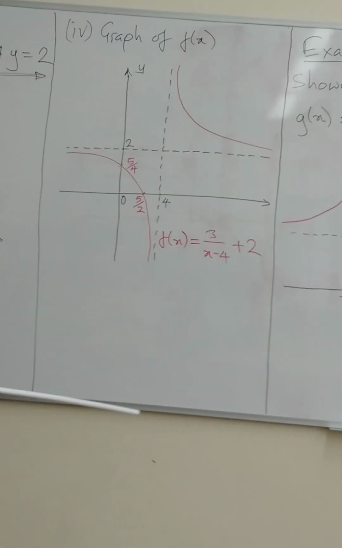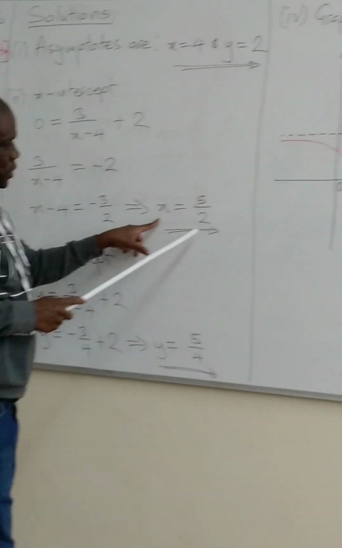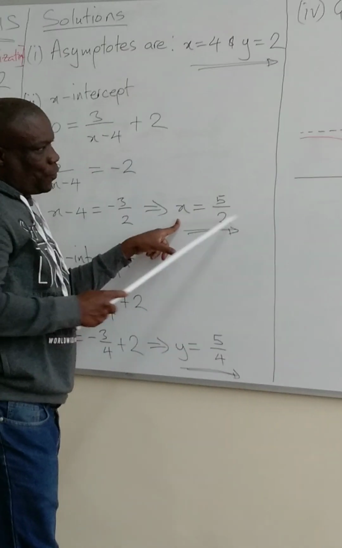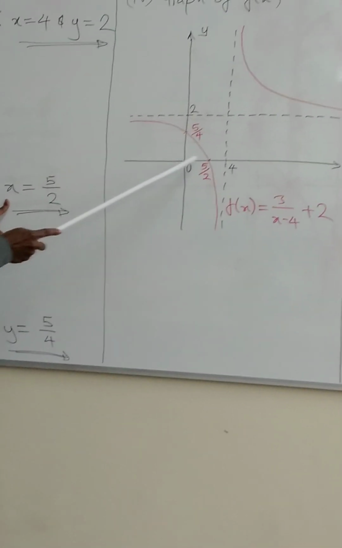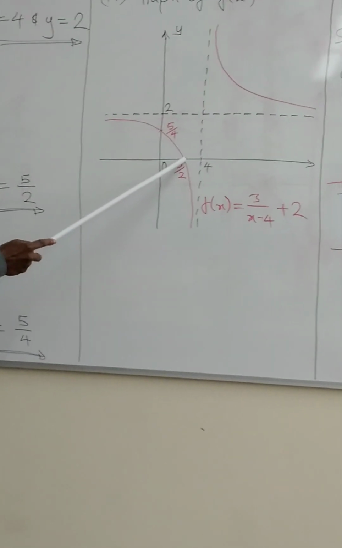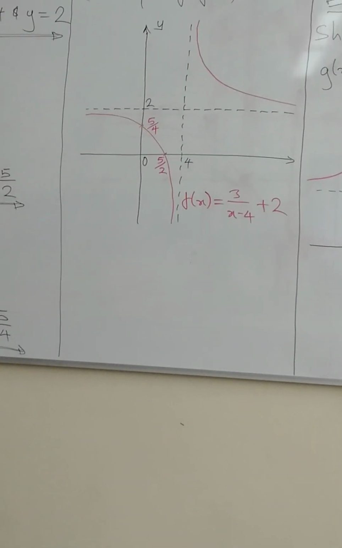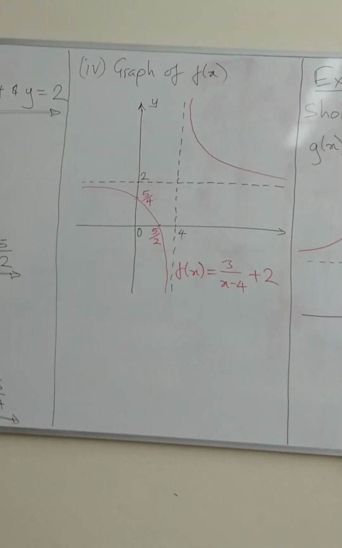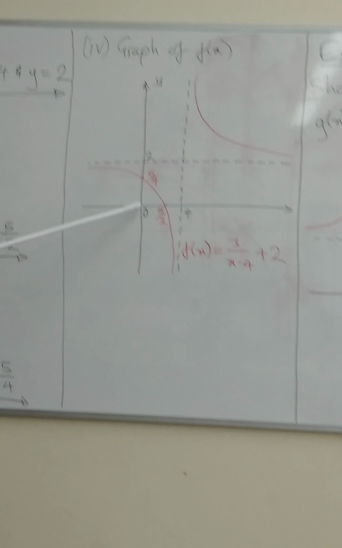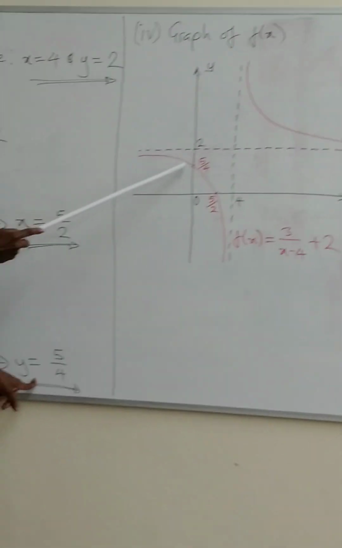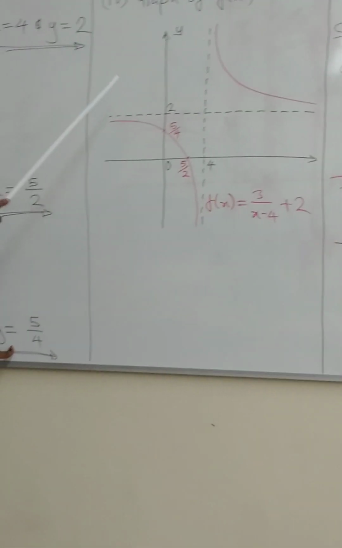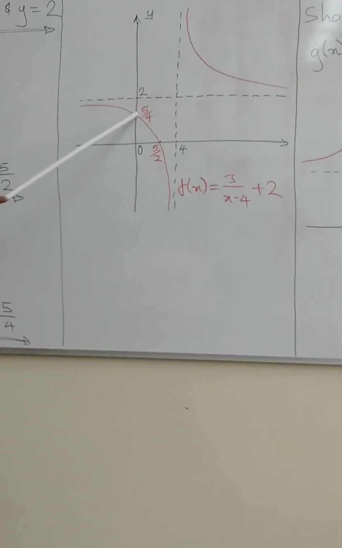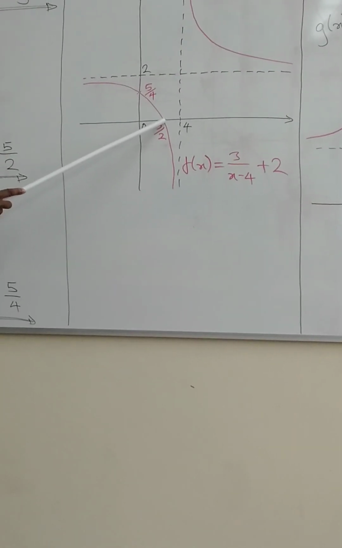And then our graph cuts on the x-axis at 5 over 2, which is 2.5. And 2.5 is between 0 and 4. So there is our x-intercept. Our y-intercept is 5 over 4, which is 1.25. And it also lies between 0 and 2. So 5 over 4 is somewhere there. And meaning that our graph cuts through these 2 points, the y-intercept and the x-intercept.